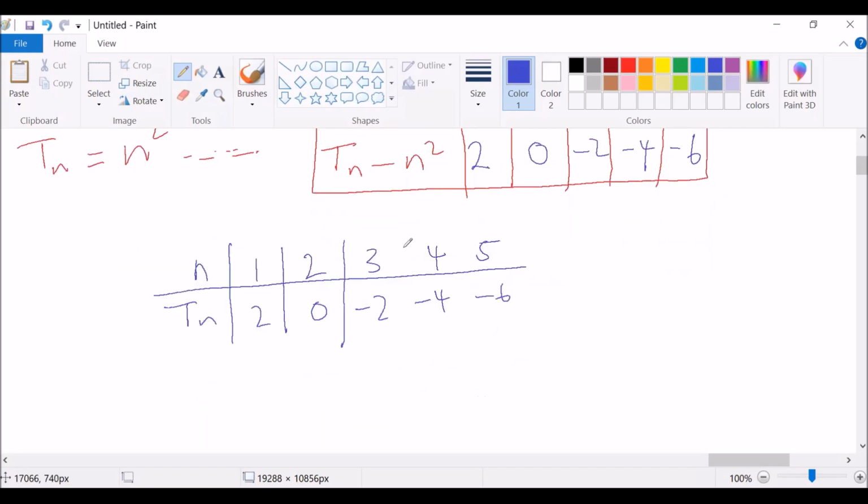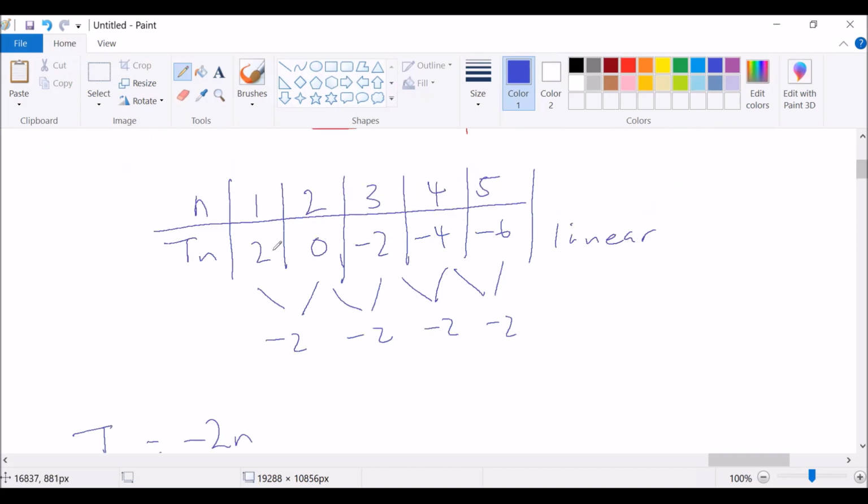Now, what type of sequence do we have here? We look at the difference. Do we have a common difference? 0 minus 2 is minus 2. Minus 2 minus 0 is minus 2. Minus 4 minus minus 2 is minus 4 plus 2, which is minus 2. Minus 6 minus minus 4 is minus 6 plus 4, which is minus 2. So this is linear, and what we want is minus 2n.